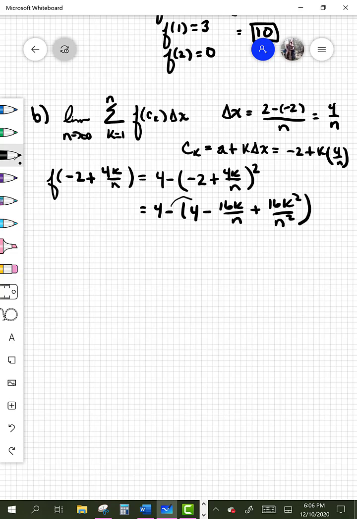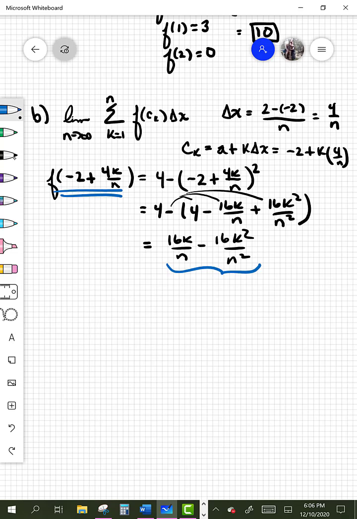So distribute our negative. Notice that our 4's are going to cancel, and so we're left with 16k all over n minus 16k squared all over n squared. So this is our f of c sub k value. Let's get a common denominator, which is n squared. So we're going to multiply the first fraction by n over n, which would give us n squared, and in the numerator, we would have 16 times kn.